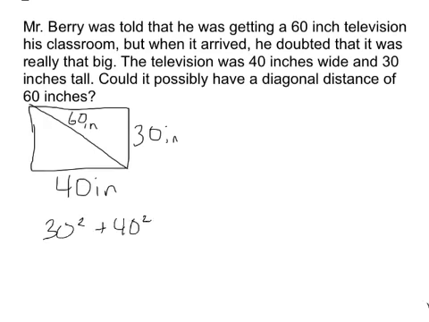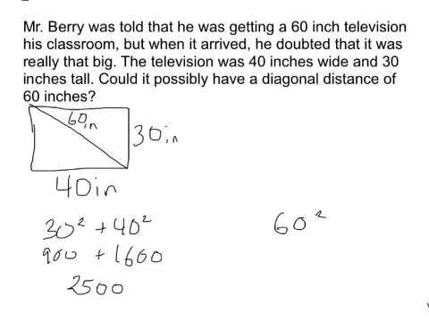Alright. 30 squared is 900. 40 squared is 1600. Alright, and I just knew that because, well, you could do it in your calculator, but you know that 4 times 4 is 16, and now you just add the 2 extra zeros in there. Alright. Anyway, 900 plus 1600 is 2500.